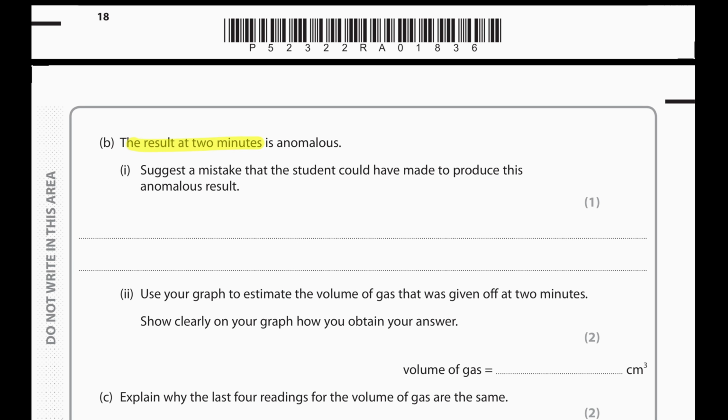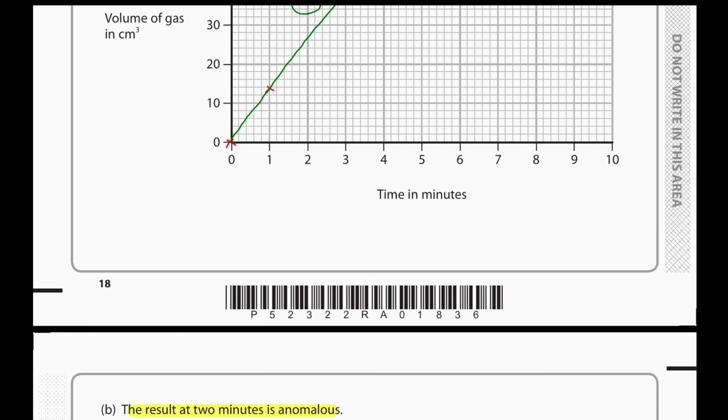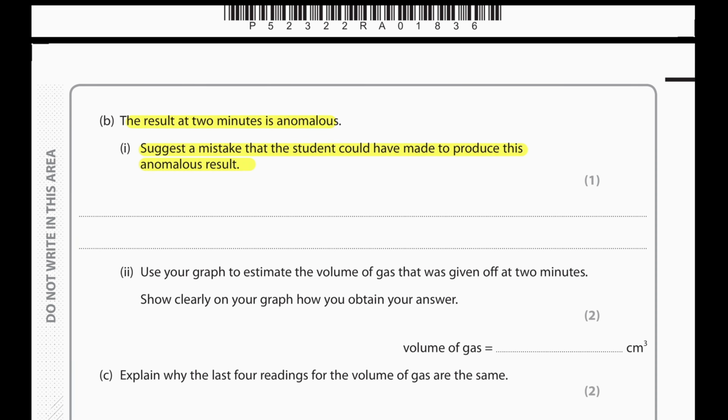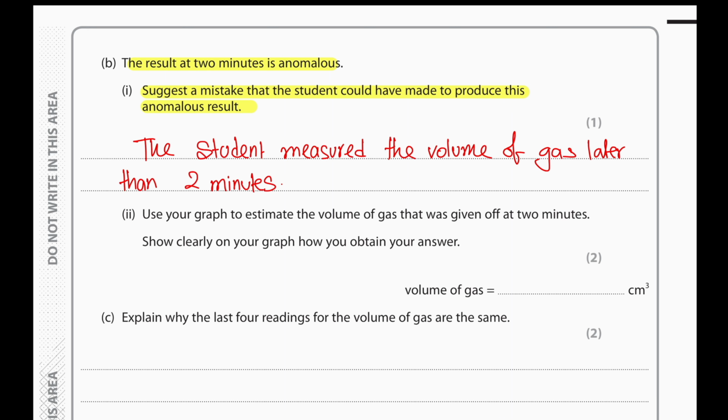The result at 2 minutes is anomalous. Suggest a mistake that the student could have made to produce this anomalous result. We can see that the result at 2 minutes is higher than expected. So maybe the student did not take the measurement at 2 minutes. Maybe he waited a little bit longer to take the measurement, and that's why he had the mistake. So we can write: the student measured the volume of gas later than 2 minutes.